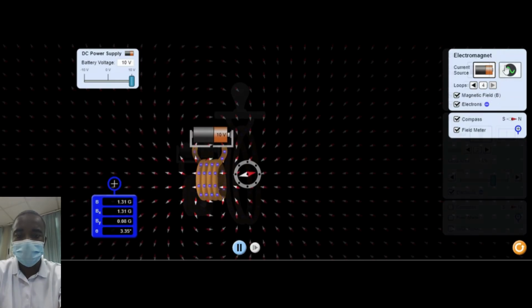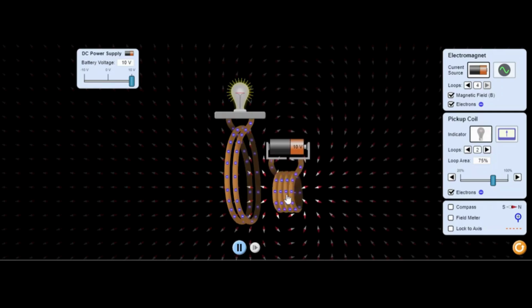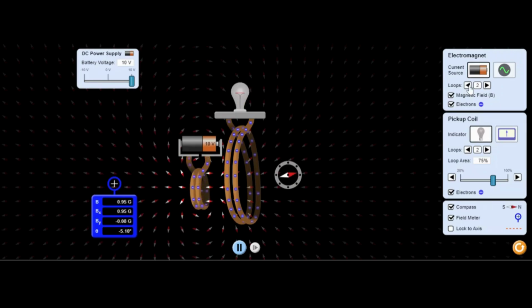Students can explore the many parameters that create a change in the magnetic flux to produce a signal in the pickup coil. For example, they can adjust the number of turns in the primary and secondary coils, the strength of the magnetic field, and the frequency of the AC source. These adjustments help students understand how different factors influence the transformation of voltage.